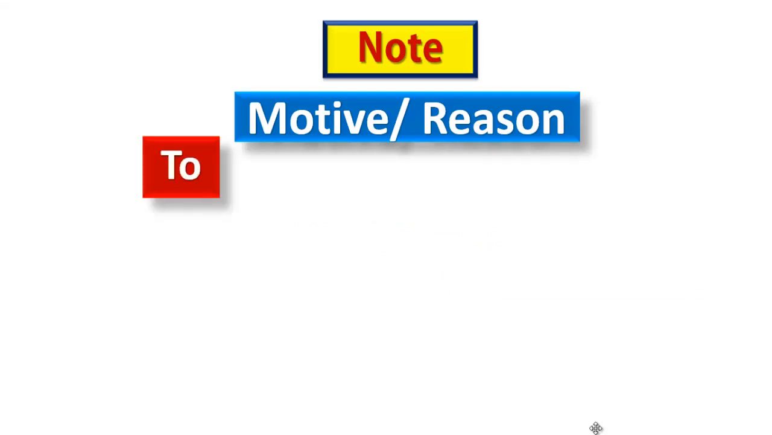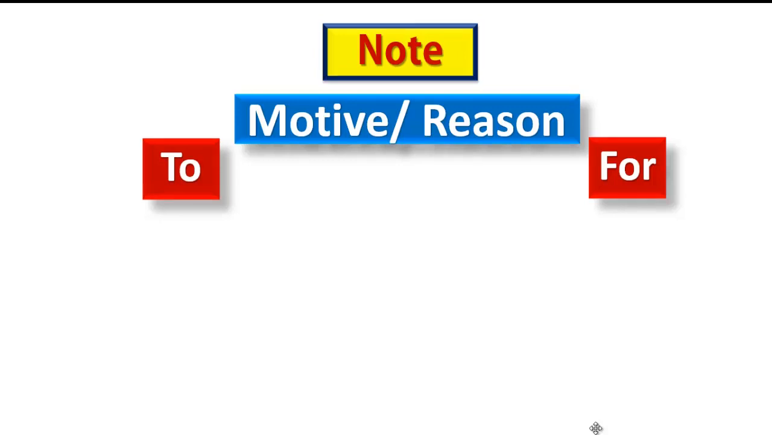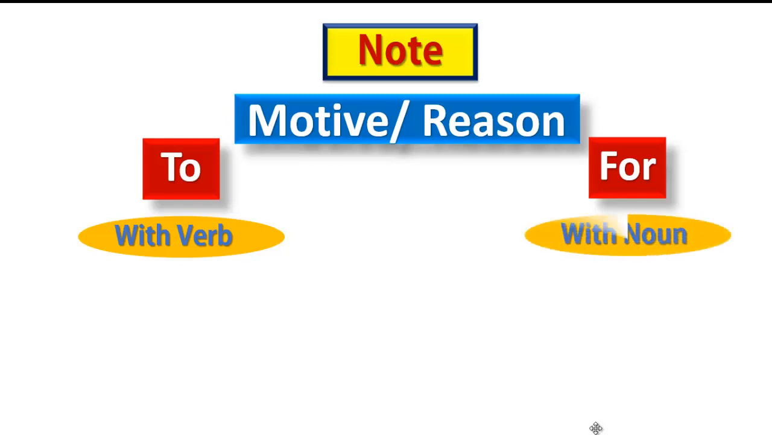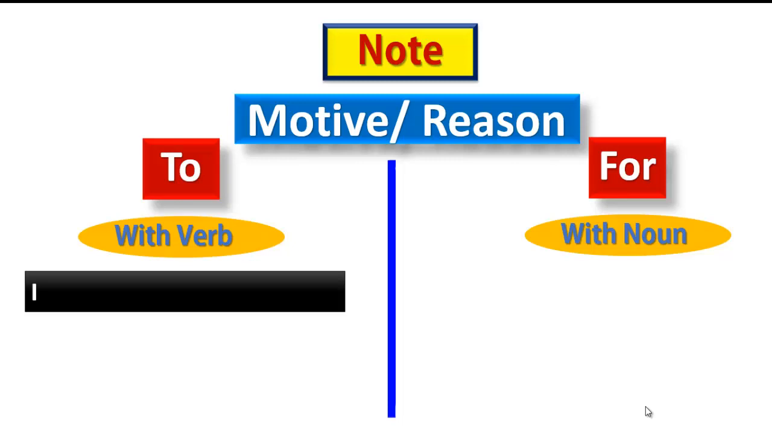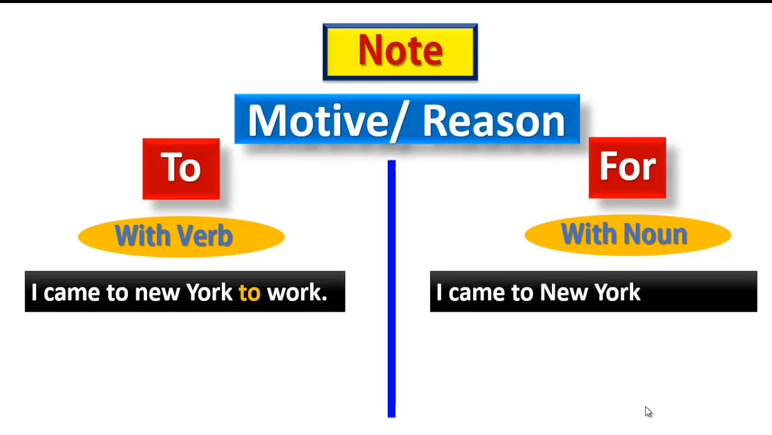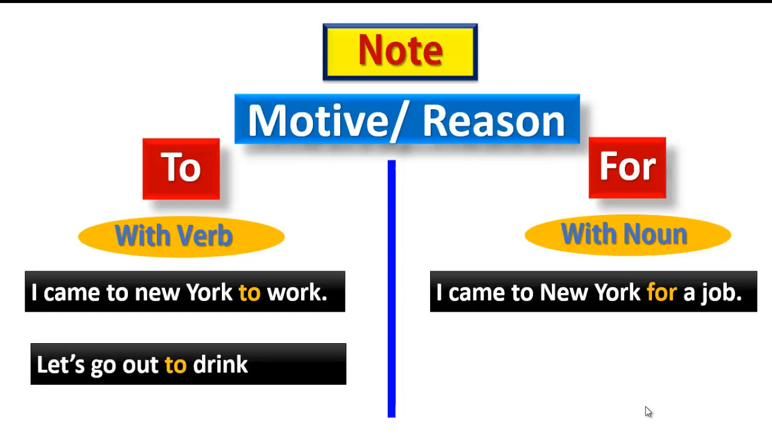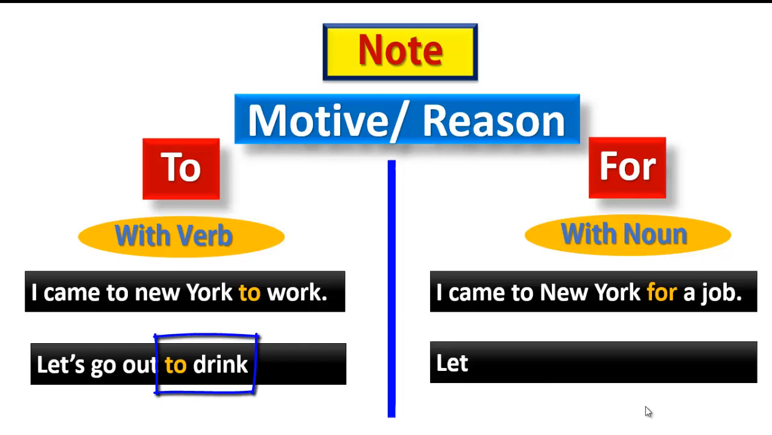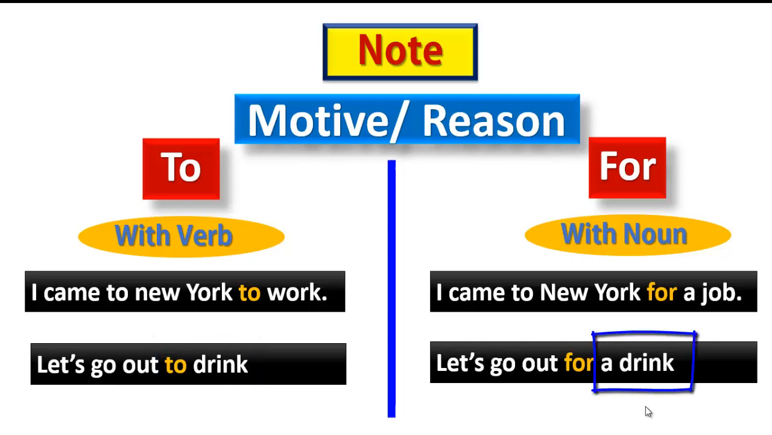One thing should be noted, that for motive and reasons, both "to" and "for" are used. The difference is, "to" will be used with a verb and "for" will be used with a noun. Here is a good example. I came to New York to work. I came to New York for a job. Here a job is a noun, so we have used "for" with it. Let's go out to drink. Here drink is used as a verb. Let's go out for a drink. Here a drink has been used as a noun.